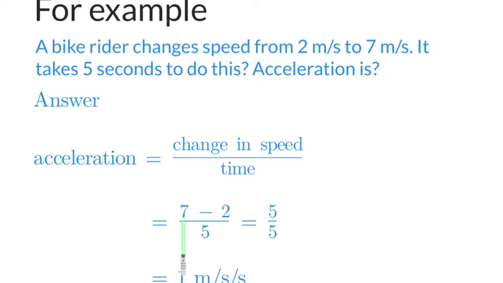Change in speed are 2 to 7, or 7 minus 2, which is equal to 5. The time is 5 seconds. So that means we have 5 divided by 5, which is 1. And our units are meters per second per second.